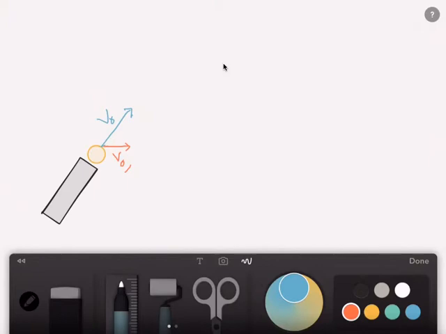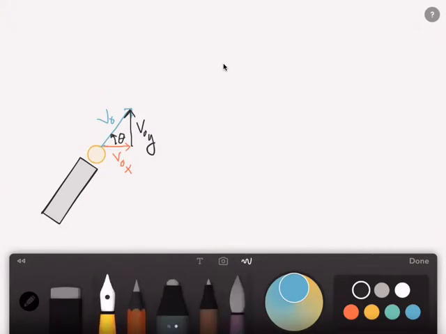And then you'll see another vector come up here. And this will be our initial velocity in the y direction. We have an angle that we can measure called theta. And we can use our sine and cosine functions.